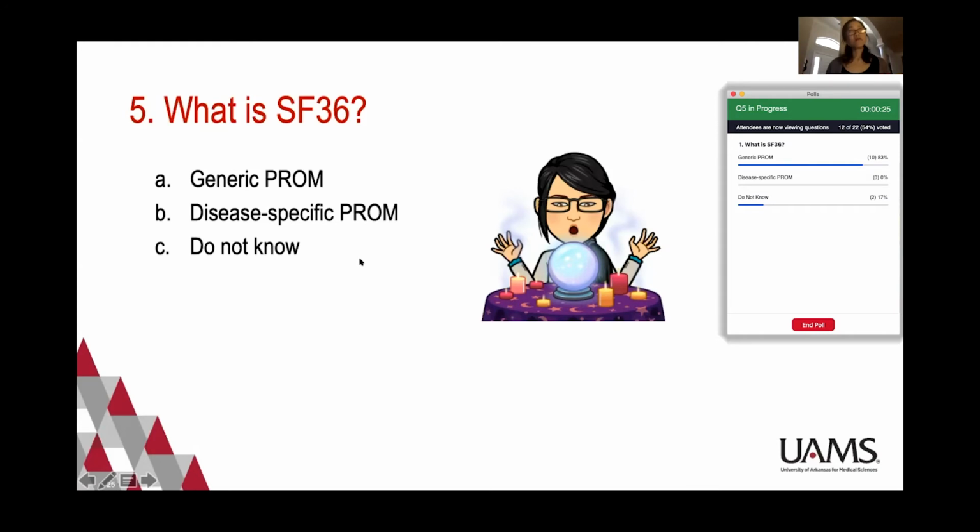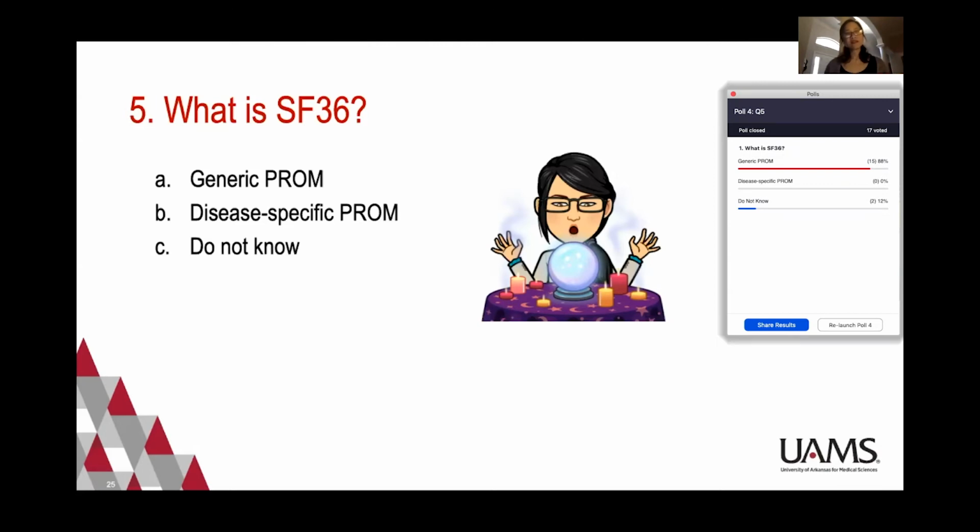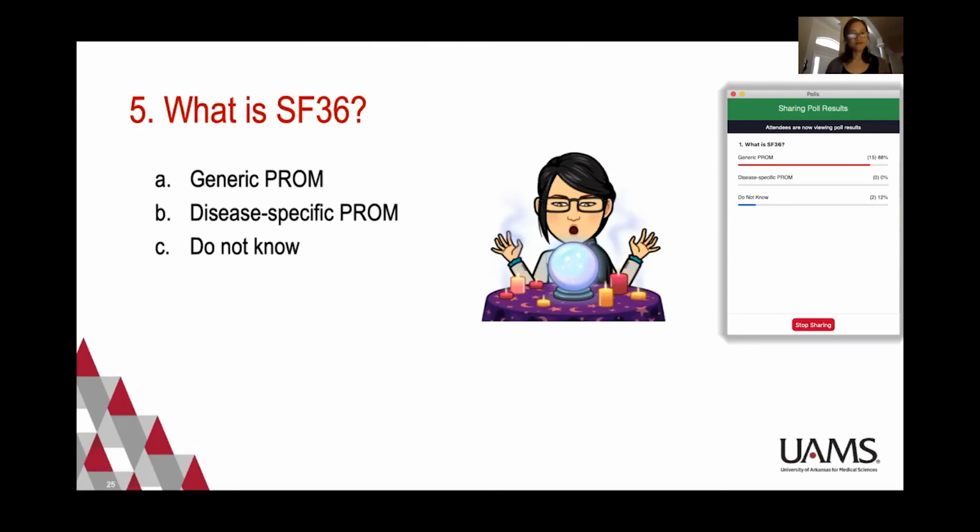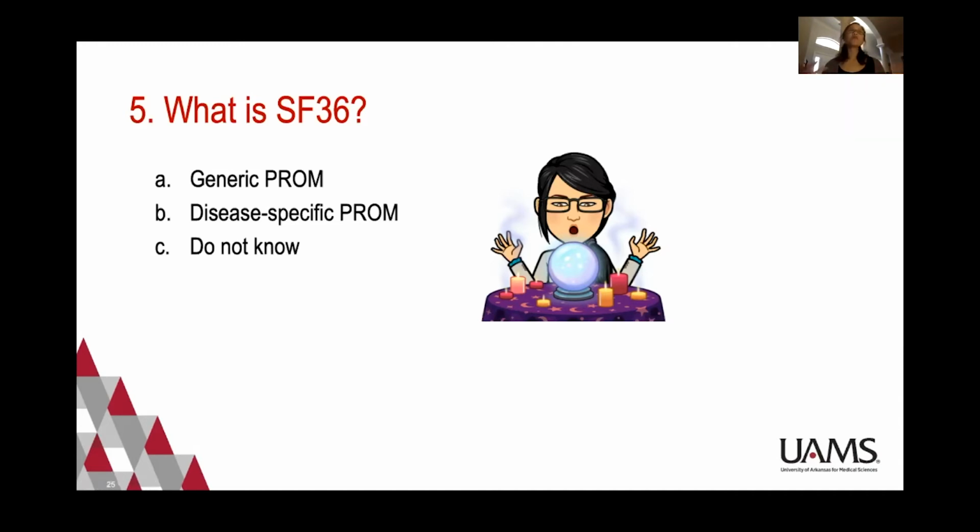SF-36 has been used in clinical practice and research for over 20 years. It was developed, I think, in the 90s, so it's been used in thousands of research studies. Almost everybody knows that SF-36 is a generic one. So you can use SF-36 for any disease condition, and you can also compare across disease conditions and even populations to see the impact of different disease conditions on health-related quality of life.